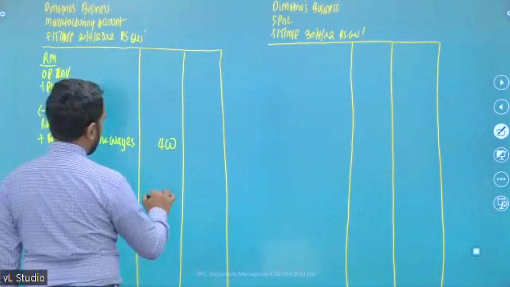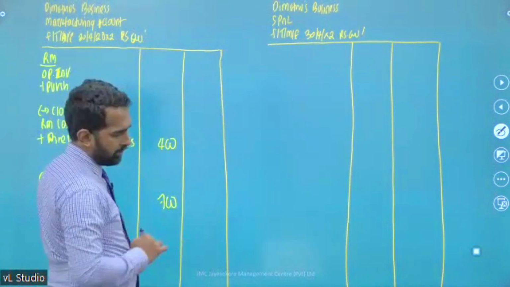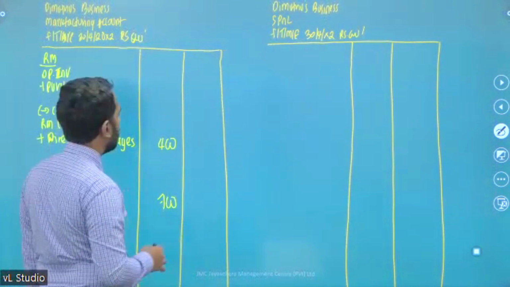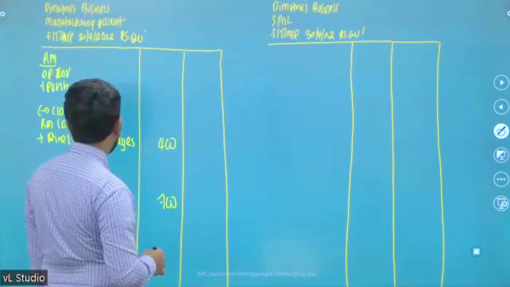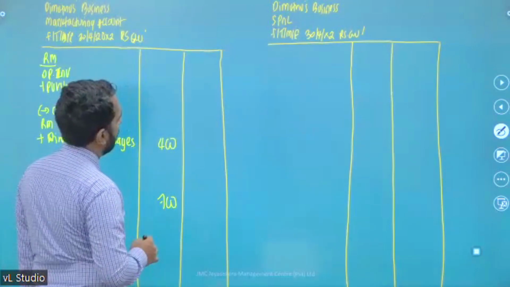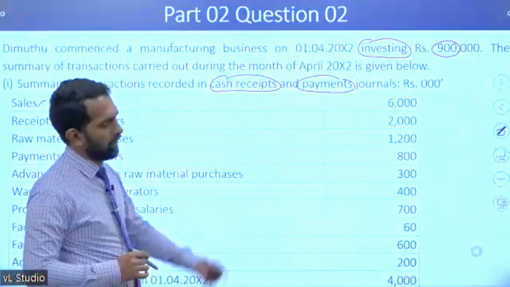Supervisor salary 700. Credited to cash, debited to supervisor salary 700. Okay. Supervisor salary 700. Right. Factory electricity. Factory electricity, right? Look here. Factory electricity, you have paid 60.